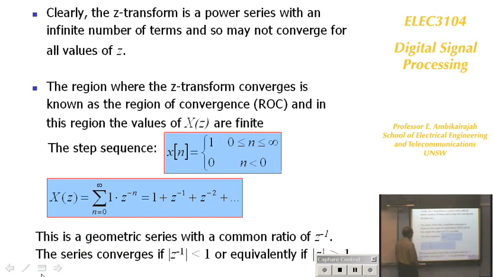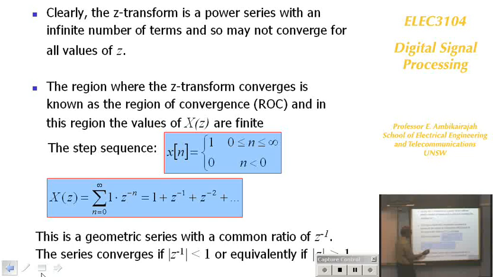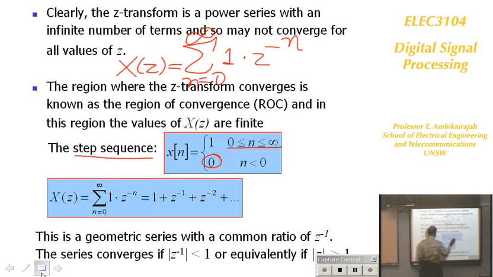Now you come in and have a look at the transform. If you expand this, it becomes a power series. So I am going to take a sequence which is 1 when n is greater than or equal to 0, and 0 when it's less than 0. This is basically a unit step sequence. If you write the Z-transform for this, X hat is equal to the sum from n equals 0 to infinity of x[n], which is 1, times z to the minus n. If you expand this, you get 1, z to the minus 1, z to the minus 2, and so on. This looks like a geometric series.